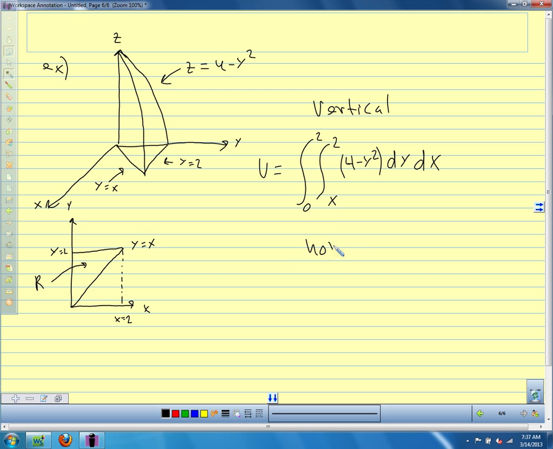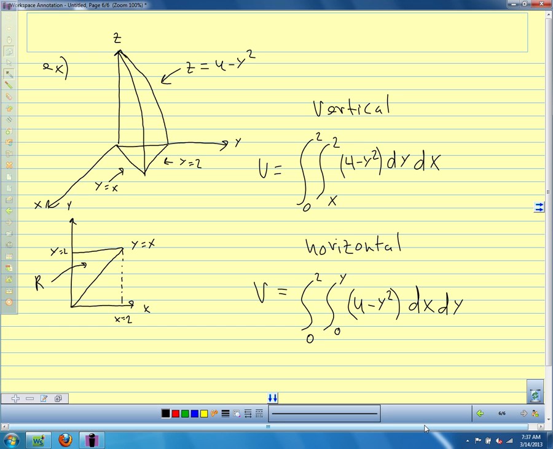If we do horizontal, our volume is going to be given by this double integral. So in our region, x varies from what to what? We're here, so 0 to y. And then y varies from 0 to 2. And either one of these integrals is not too difficult to do.